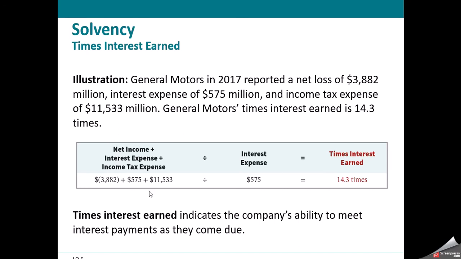So here they have kind of showing you how you back into their operating income. So they have a net loss, they're adding back their interest expense, and they're adding back their income tax. But if you were really looking at someone's financial statements, a lot of times you can just pull the operating income, which would be that number, and then divide that by your interest expense. And this indicates how many times you can pay your interest out of that net income. And the more, the better.